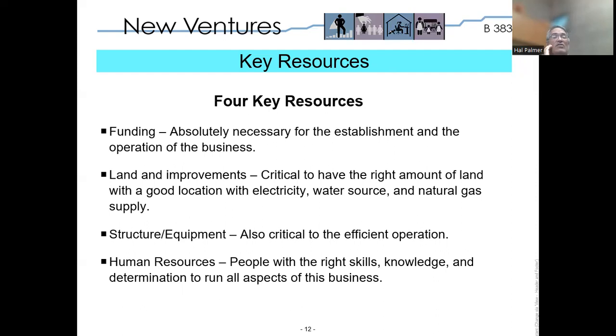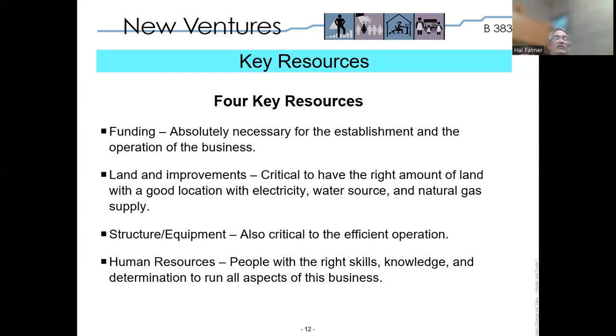So I chose 4, like funding. I mean, it's absolutely necessary for the establishment of the operation, whether it's my own funding or, I mean, we've got to go out and find funding to really get this going because we don't have enough financial resource of our own to do it. So that's an absolute necessity.